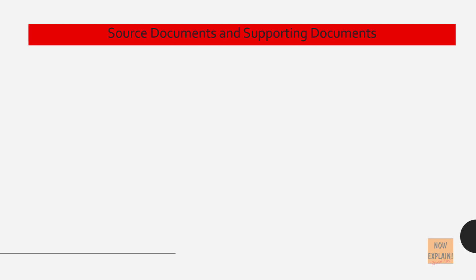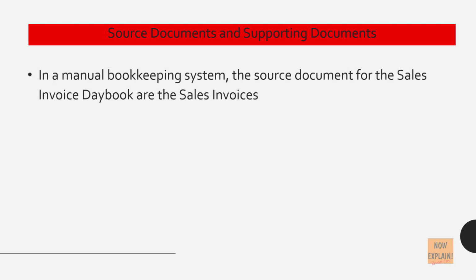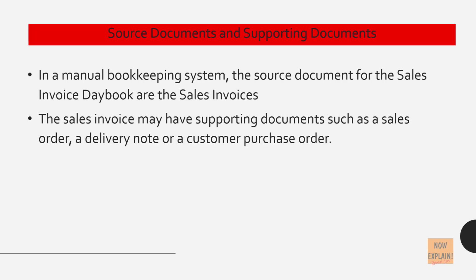Source documents and supporting documents. In a manual bookkeeping system, the source documents for the sales invoice daybook are the sales invoices. The sales invoice may have supporting documents such as a sales order, a delivery note, or a customer purchase order.